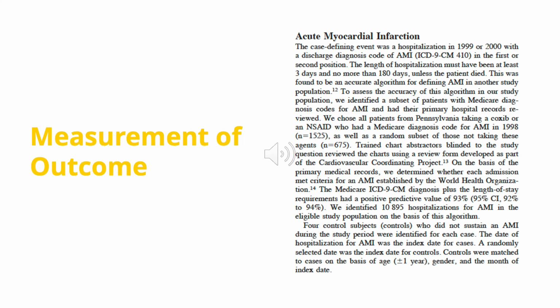But just know that they use pre-existing hospital records in order to identify patients with acute myocardial infarction using diagnosis codes. That's the take-home message, but you can read this section in more detail if you would like.